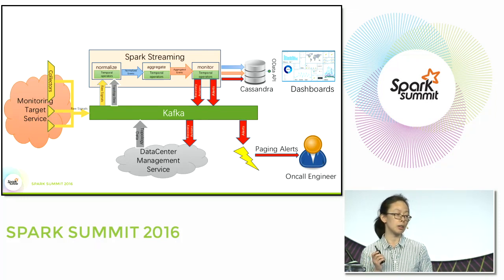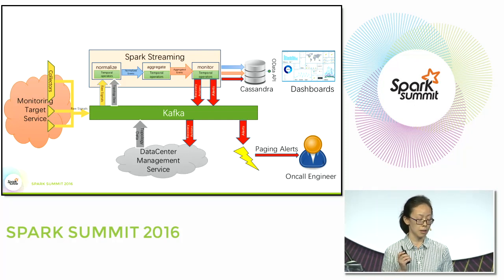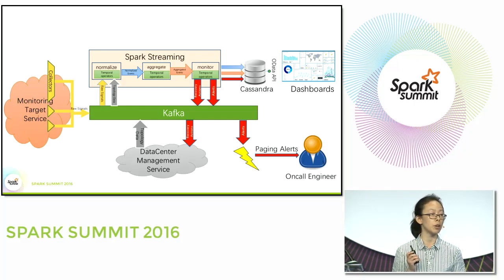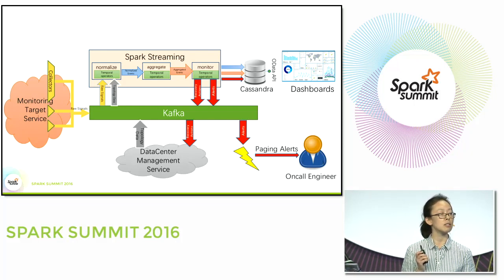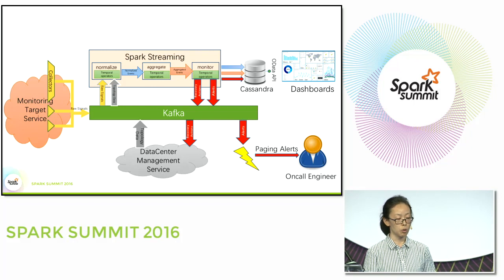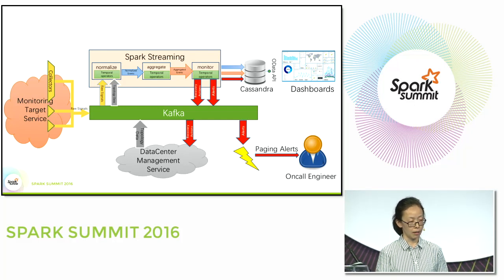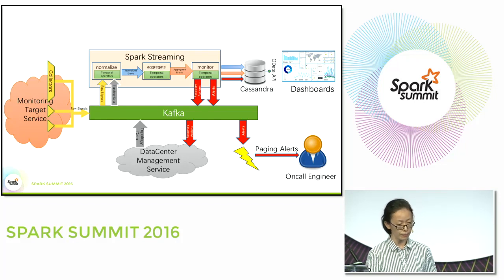Two types of monitoring events come from this Spark streaming processing tool. One type, we call recovery actions. Recovery actions are actions that can be automated, for example, reboot a host, or replace a host, or add more hosts into a cluster. And the second type, we call alerts. Those are things that we need a human being to investigate.